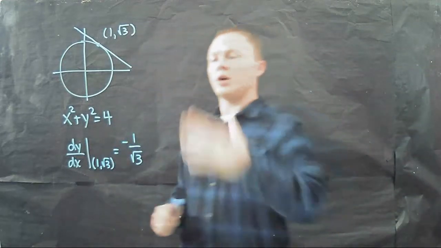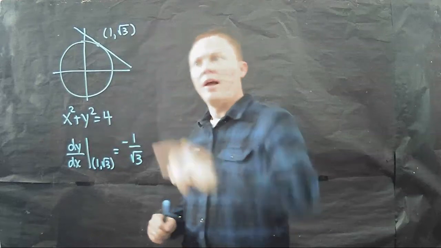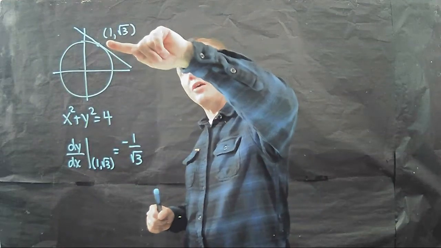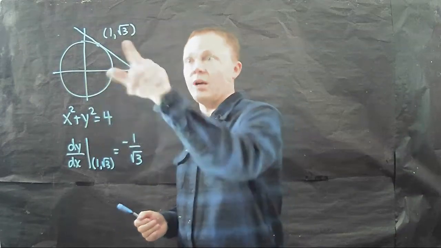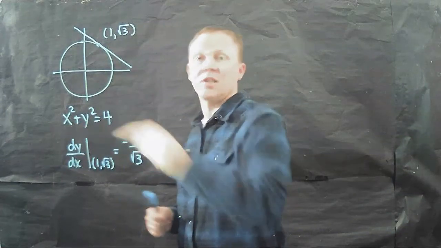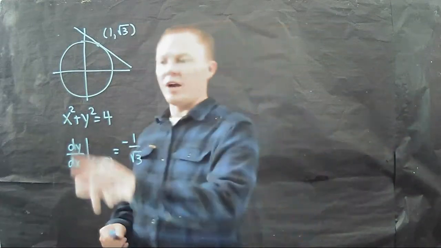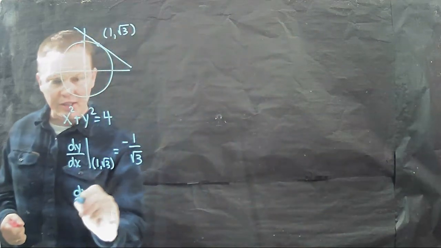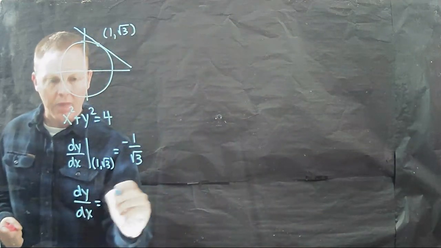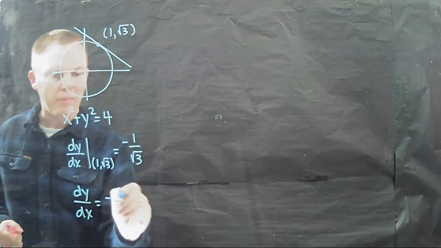So we're going back to that first example, the equation of a circle, x squared plus y squared equals 4, and I found the slope of that tangent at the point 1 comma radical 3. Again, 1 comma radical 3 comes from the values of x and y that make the equation true. And if you remember, our value of dy dx at that point was negative 1 over radical 3. Our expression for dy dx was negative x over y.